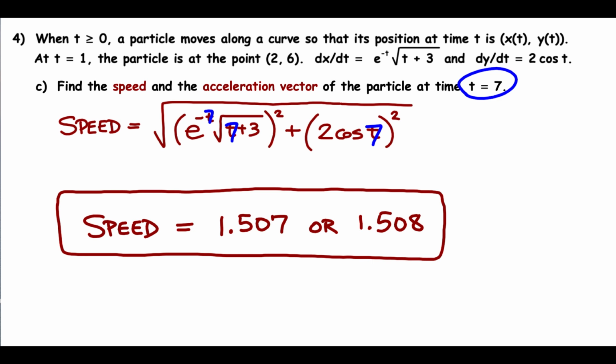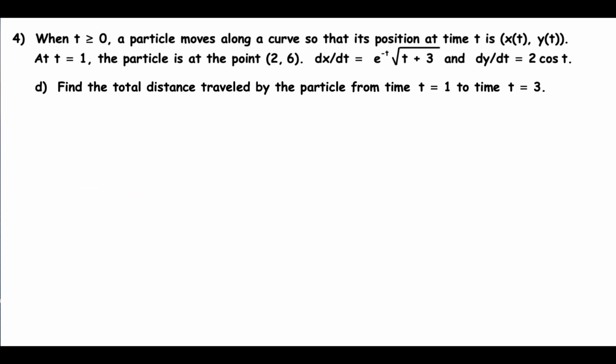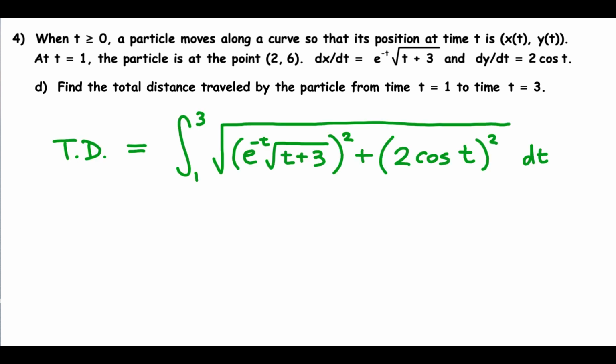And last but not least, for D, I want to know the total distance traveled by the particle from time t equals 1 to time t equals 3. Total distance is simply the integral of speed. Pop that into the calculator. You know how to hit the keys.